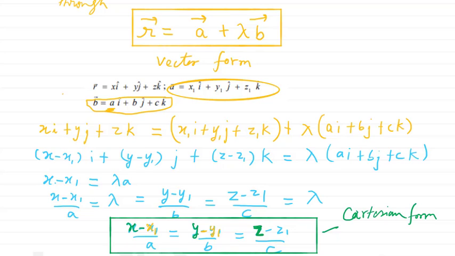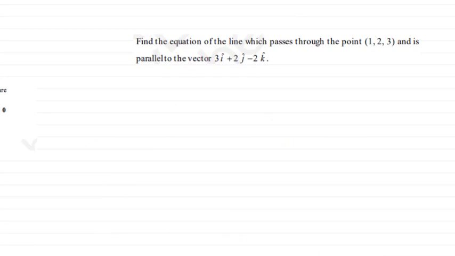Sometimes you'll get a 1 mark question to just convert the vector form into the Cartesian form, or the Cartesian form into the vector form. This is very, very important. Now let's make it clearer with examples.